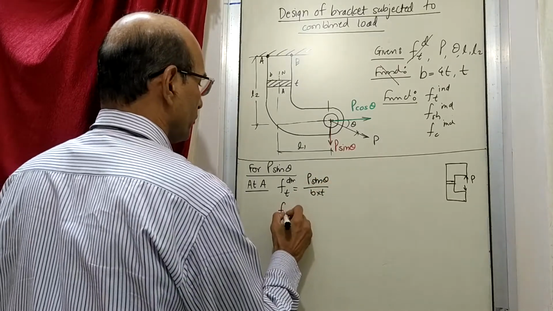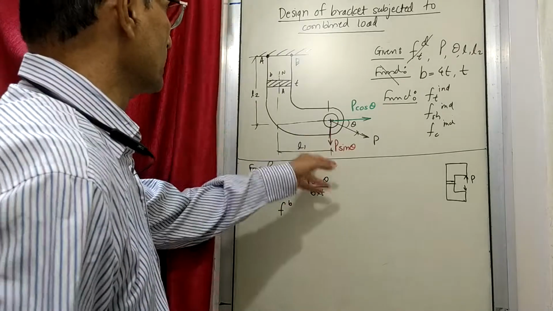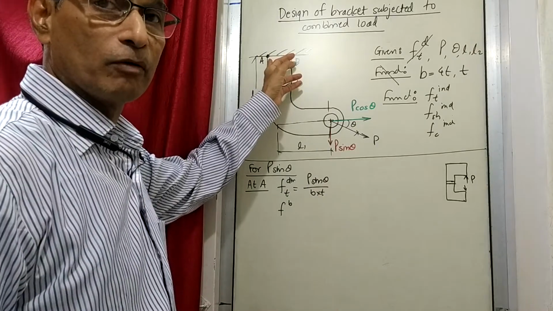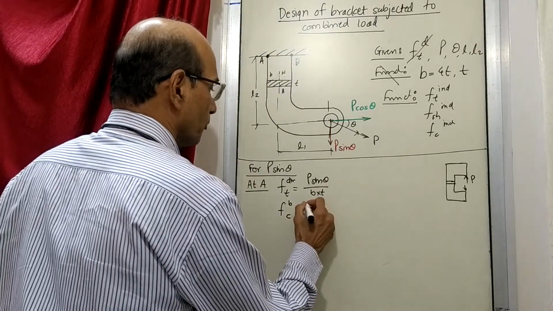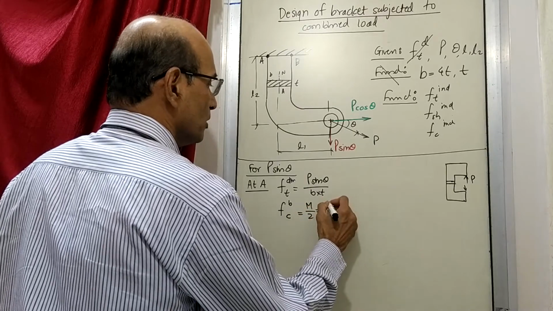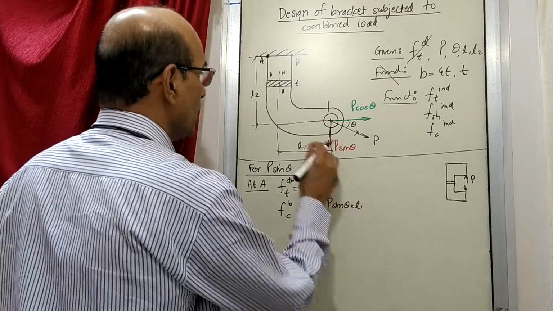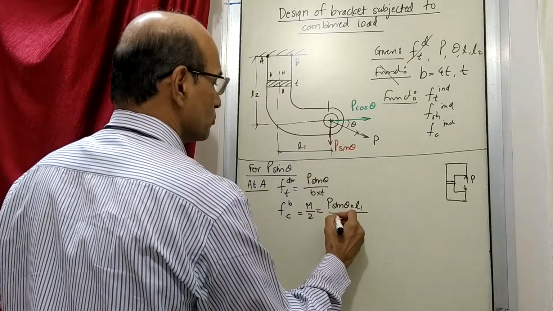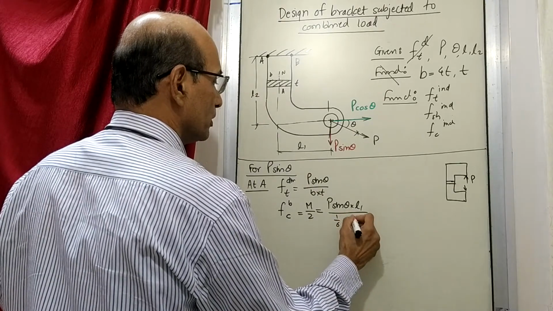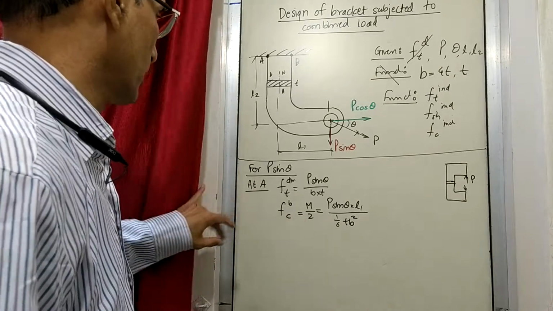And then sigma bending. Now bending will be what? Because of P sine theta at A, the bending effect will be of compressive type. So this bending will be compressive. The formula is usual M by Z. So what is M? M is P sine theta into L1 divided by Z, which for this section is 1/6 of TB square. Correct? 1/6 of TB square.